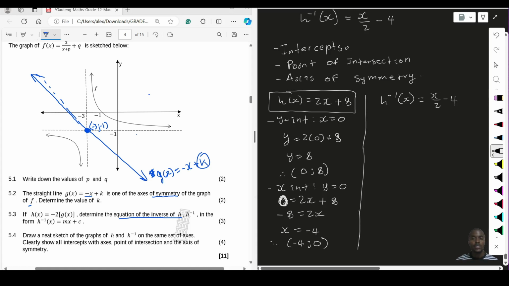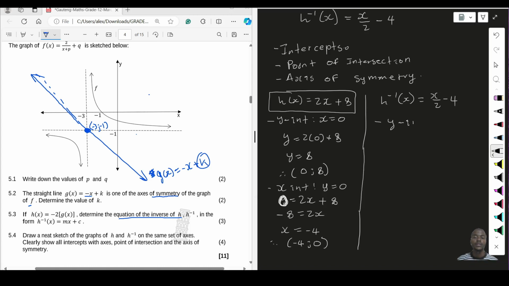Then also this side. For y-intercept, x should be equals to 0. So you're going to say y is equals to 0 all over 2 minus 4. Therefore, y is equals to minus 4. Then what are the coordinates? 0, minus 4.